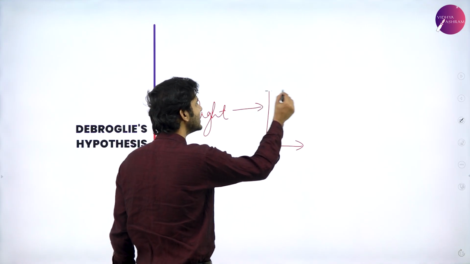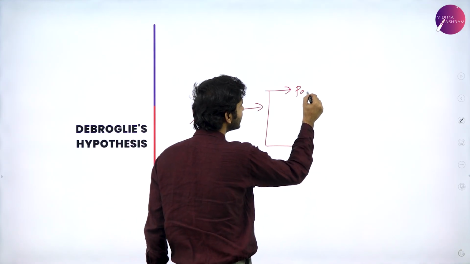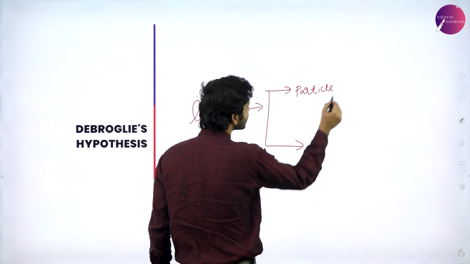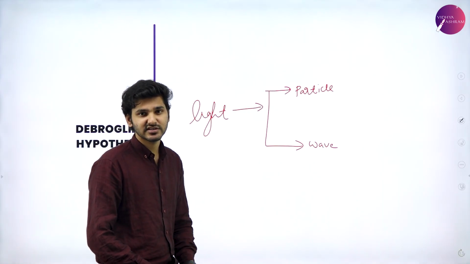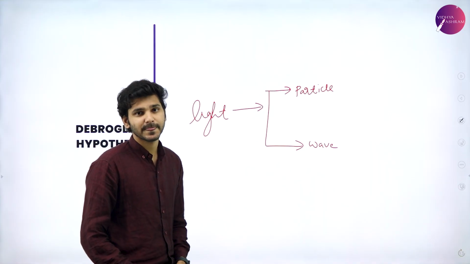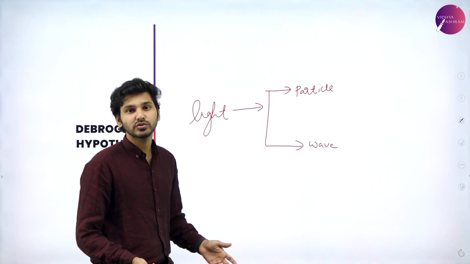So what exactly is light? Is light a particle or is light a wave? One of life's biggest mysteries. Is light a particle or a wave? Well, science says that they are both.